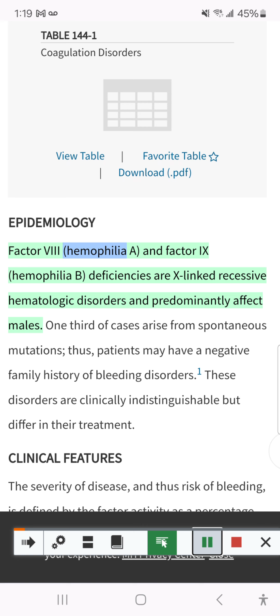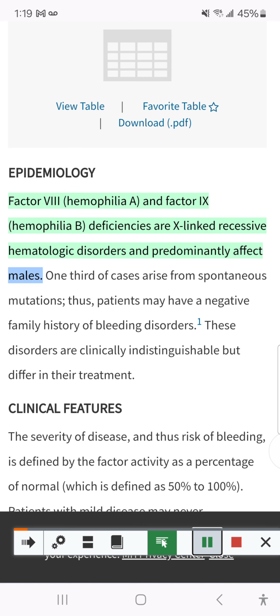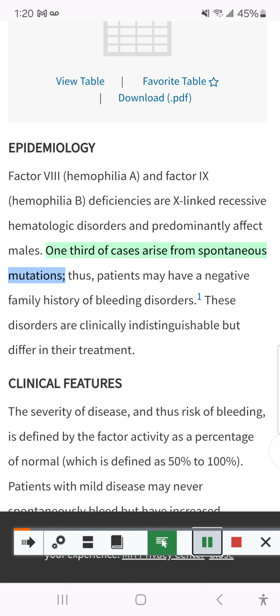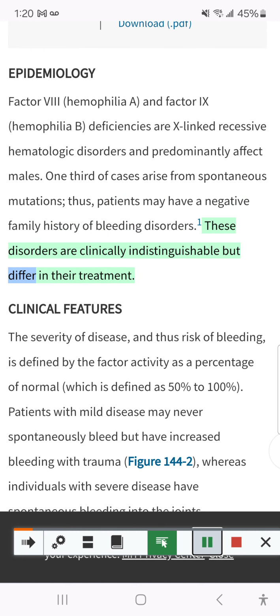Epidemiology. Factor 8 (hemophilia A) and Factor 9 (hemophilia B) deficiencies are X-linked recessive hematologic disorders and predominantly affect males. One third of cases arise from spontaneous mutations. Thus, patients may have a negative family history of bleeding disorders. These disorders are clinically indistinguishable but differ in their treatment.